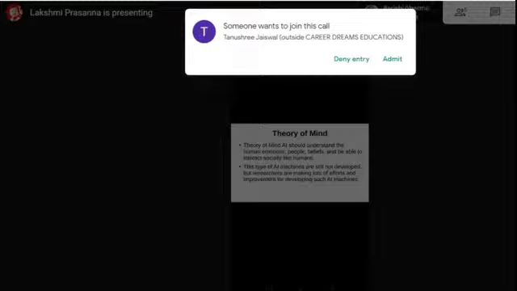Next is theory of mind. Theory of mind AI should understand human emotions, people, and beliefs, and be able to interact socially like humans. This type of AI machine is still not developed, but researchers are making lots of efforts and improvements toward developing such AI systems.